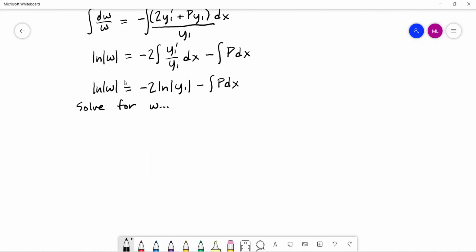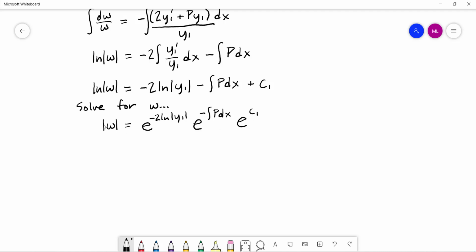And I should make it clear there was essentially plus some constant. Let's call it plus some c1. I forgot to make it explicit, right? When we integrated this, we always wind up with some constant of integration. So when I exponentiate both sides, I'm going to have absolute value of w, and on this side I have e to that whole mess, but that's the same as e to the -2 natural log of the absolute value of y1 times e to the negative integral of p dx times e to the c1.